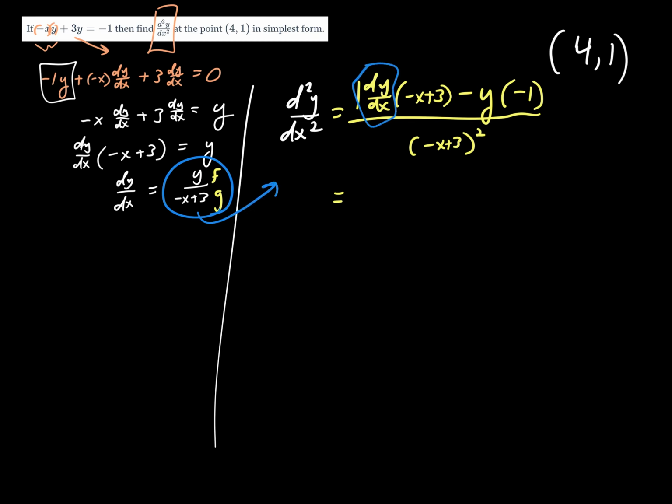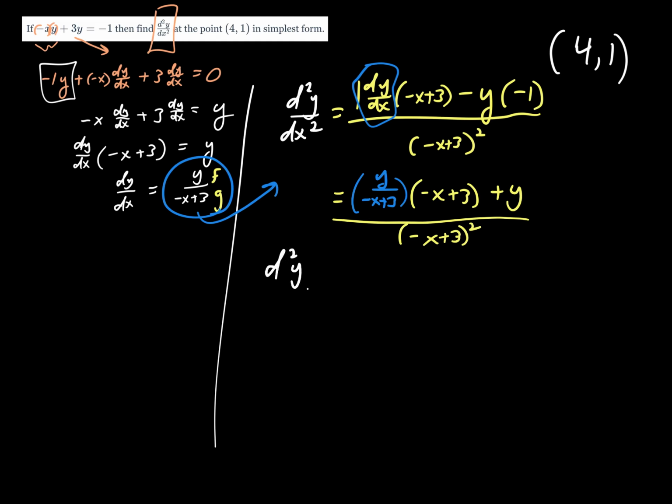As with our last example, we now have to substitute in what dy dx was. Here's my dy dx. So that was y over negative x plus 3. And then we have the rest of it, which is negative x plus 3. Negative is plus y. And then we have this. Well, we don't really have to do that much more to it, because all we want to do is evaluate this at 4, 1. We want to take the second derivative evaluated at 4, 1. So regardless, it's going to give us the same answer if we plug them in right.